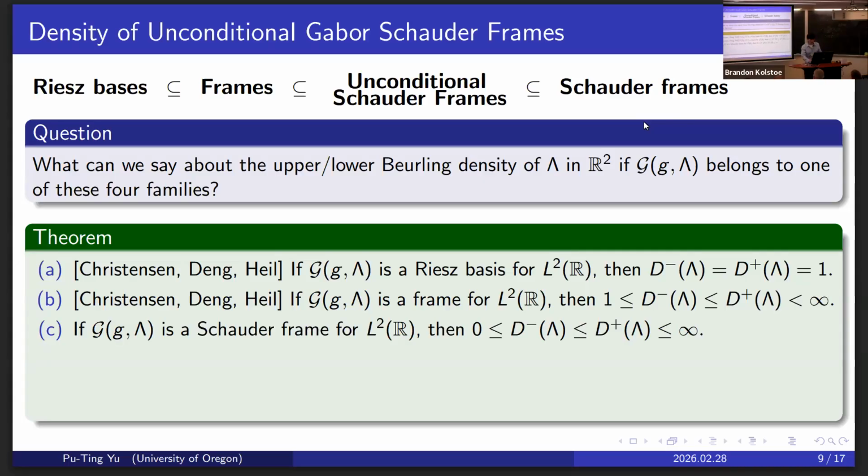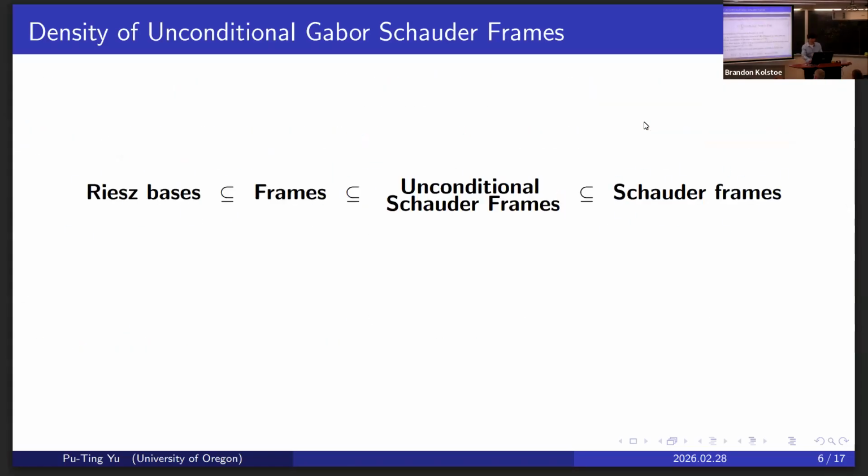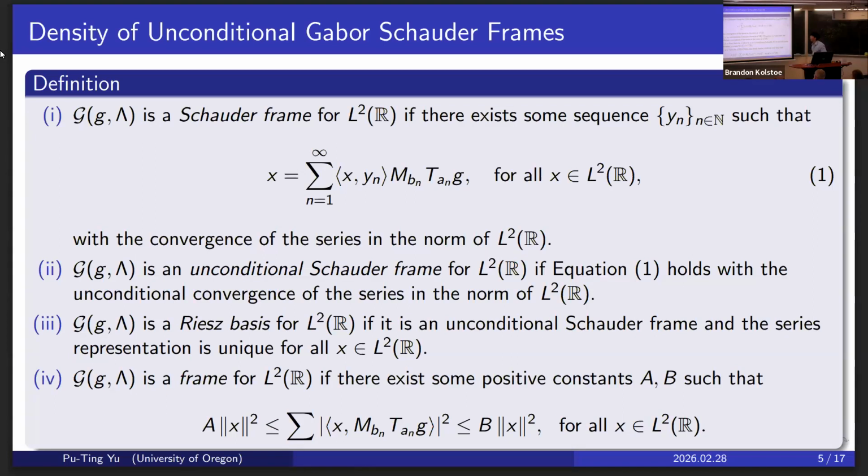So let me talk about why it is possible that the upper Beurling density could be infinity for a Gabor Schauder frame. So let me get back to my definition a little quick. So this is the definition of a Schauder frame. You can imagine, because in the setting of Schauder frames, we have certain flexibility to add some points into the sequence. No matter what points you add into the sequence, you can just set the corresponding coefficient functional to be the zero functional. So you can add whatever point you like into the system without breaking this reconstruction formula, right? So that's why the upper Beurling density associated with a Gabor Schauder frame could be as high as infinity.